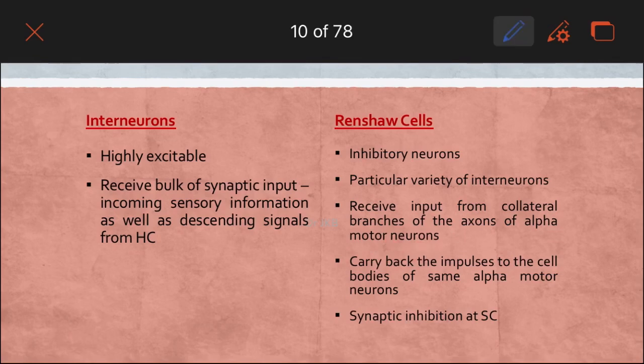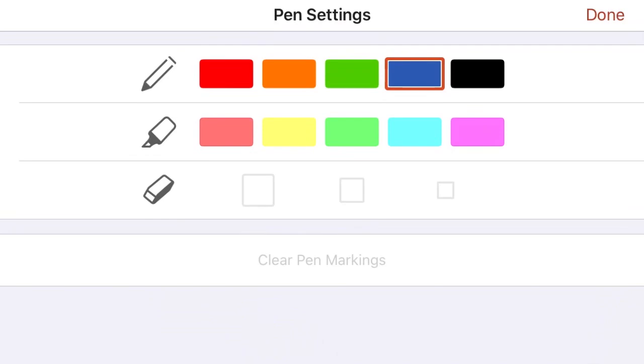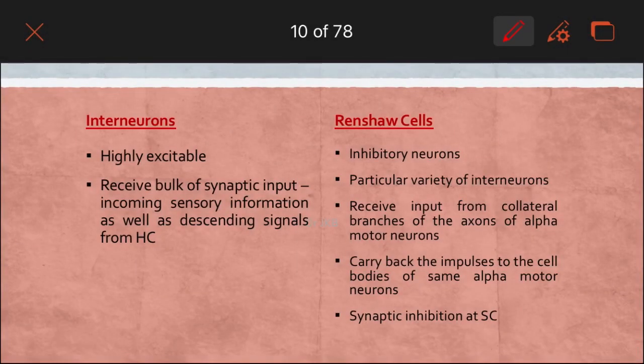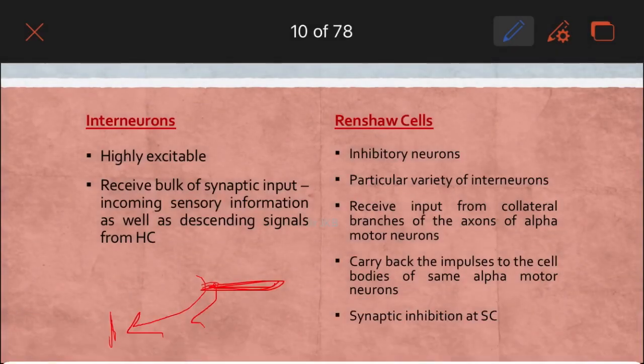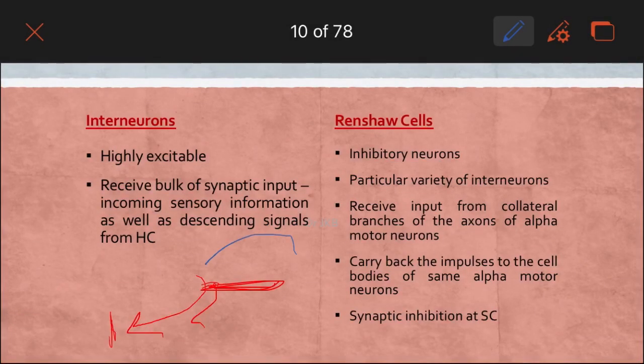If I try to draw the diagram, if you can recall, suppose this is the alpha motor neuron, and the alpha motor neuron is going to the extrafusal fiber. This is the effector organ, skeletal muscle. It gives one branch that goes to one of the interneurons, and that interneuron is ultimately synapsing with the alpha motor neuron. This interneuron is the Renshaw cell and it happens to be inhibitory, right?